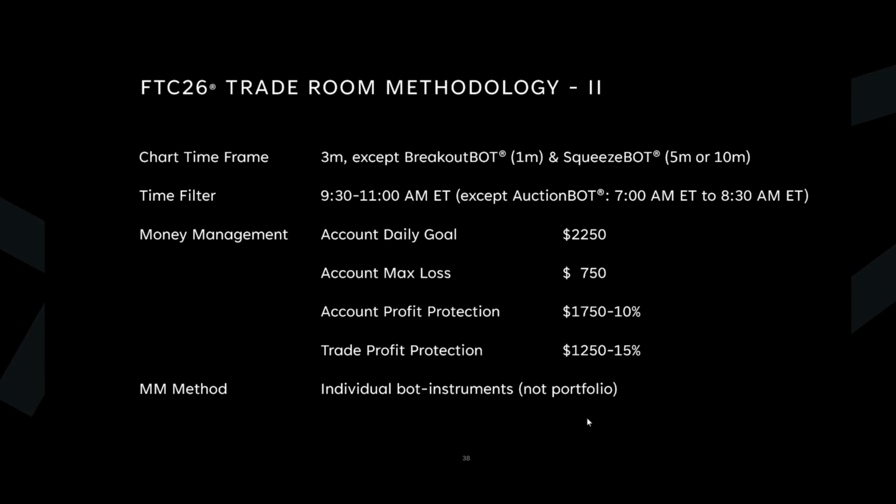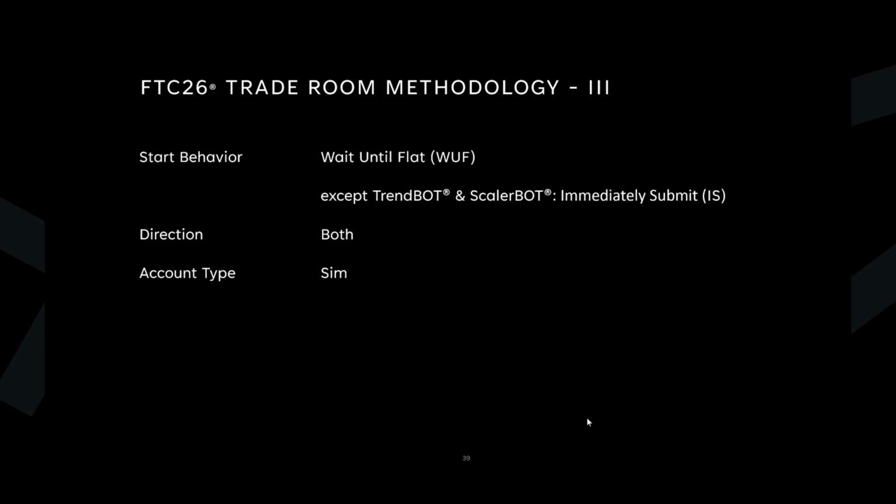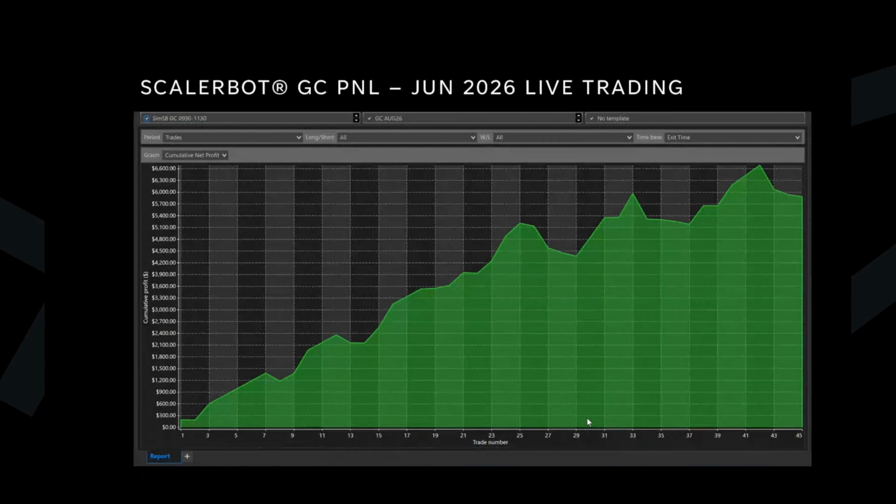The account daily goal we're using is 2250 with account max loss of 750. That's a 3-to-1 ratio. Many people use 2-to-1. I use 3-to-1 because I also use account profit protection, which gives me a chance to take a profit earlier if I get to a certain minimum, but then there's a drawdown or fallback or pullback or retracement, whatever you want to call that. And we're doing this in the trade room, and the money management is not based on the total account, it's based on individual bot instrument accounts. We use wait until flat, except for 2 of the strategies, and we use both directions and do this in sim every day.